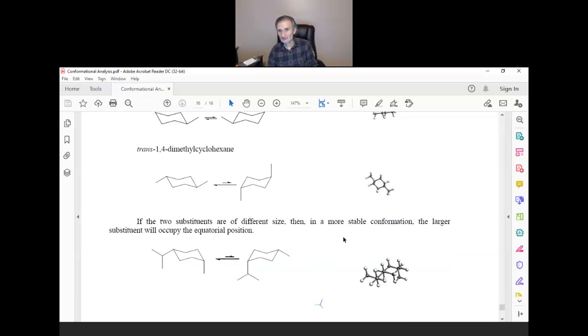The larger substituent is equatorial. So if substituents are different, like isopropyl and methyl, the larger substituent, isopropyl, is equatorial, and methyl is axial.